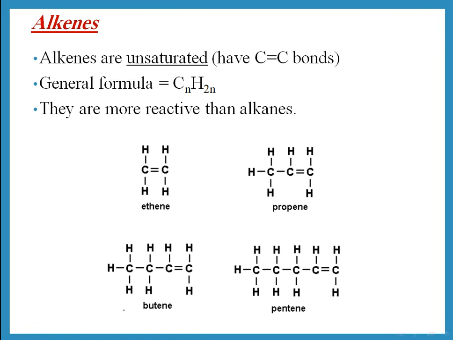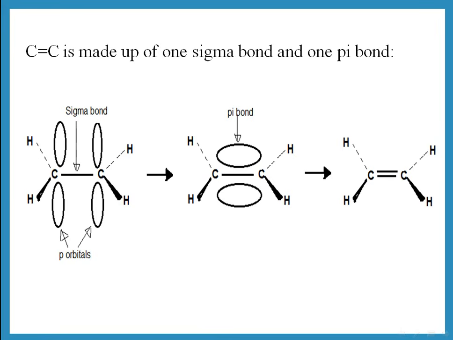Alkenes, remember, are unsaturated, and we said they are unsaturated because they have a double bond between the carbons. The general formula is CnH2n, and they are very reactive due to the presence of the double bond. This is because the double bond is made up of two bonds, one which we refer to as sigma and one which we refer to as pi.